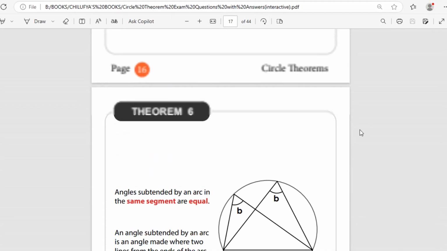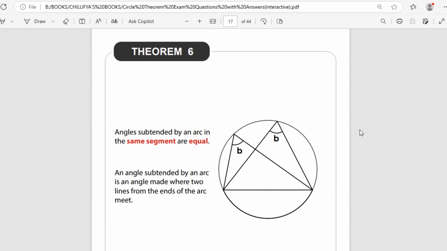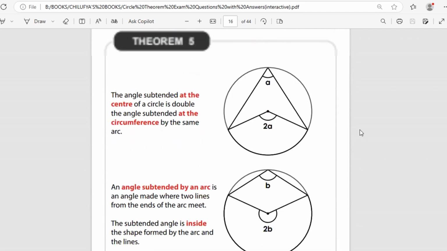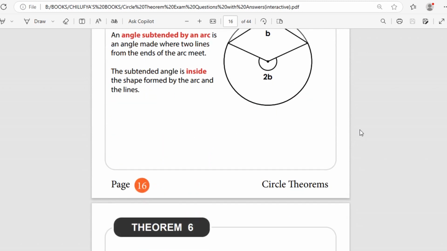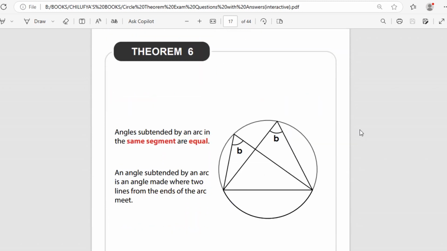Okay, welcome back to Z Lessons, where we are going to look at Theorem 6 of our playlist dealing with circle theorems. In the previous video, we looked at this theorem, okay? But for today, we are going to go to Theorem 6.